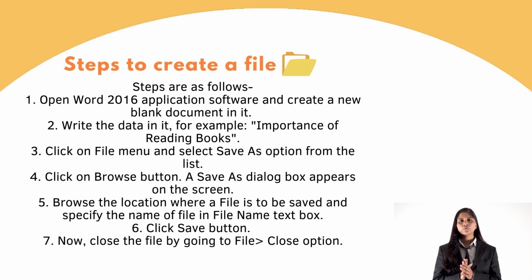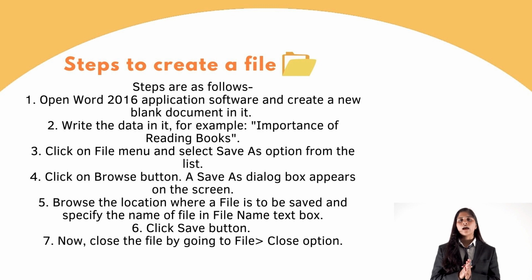and whatever you want to keep the text, you can. Third, click on File menu and select Save as option from the list. Fourth, click on Browse button. A Save As dialog box appears on the screen. Fifth, browse the location where a file is to be saved and specify the name of file in File Name text box. Sixth, click on the Save button. And seventh, now close the file by going to File Close option.